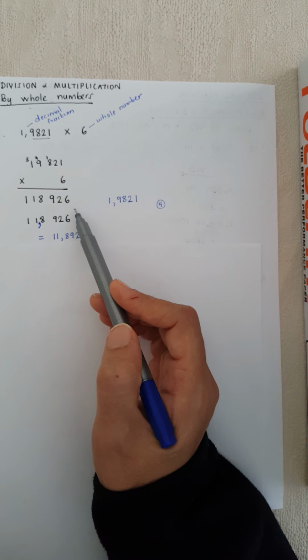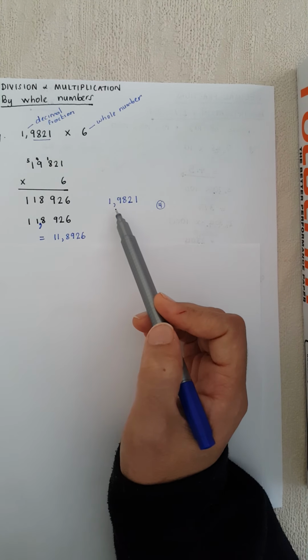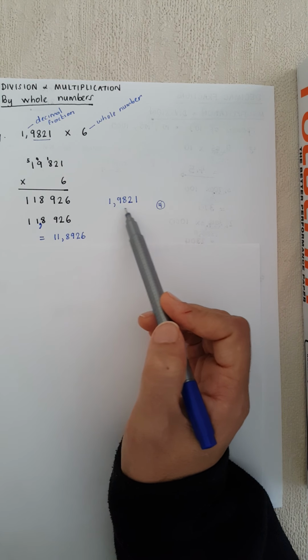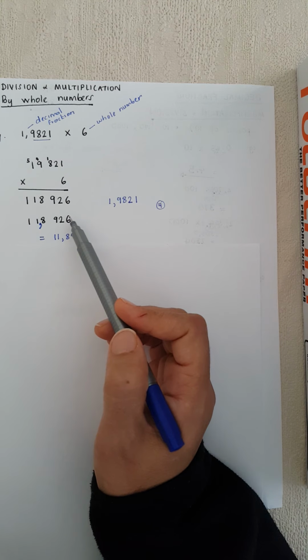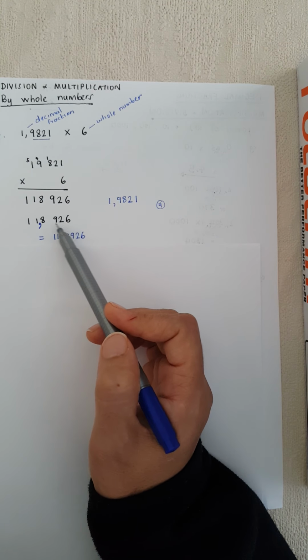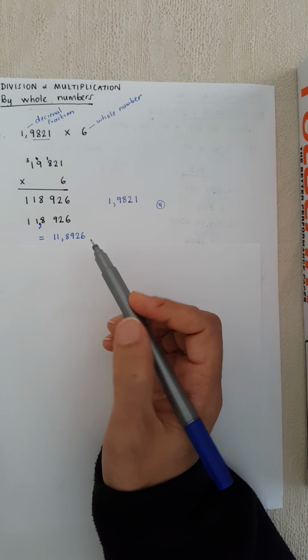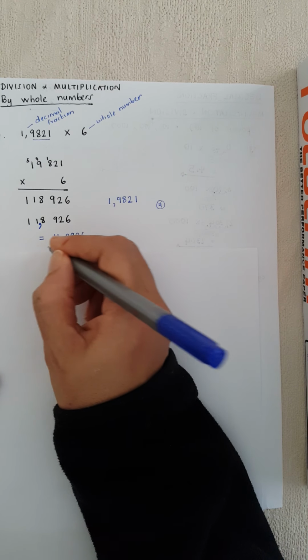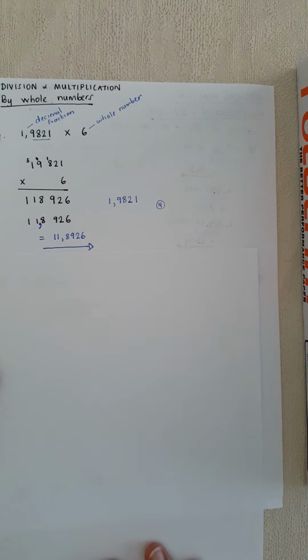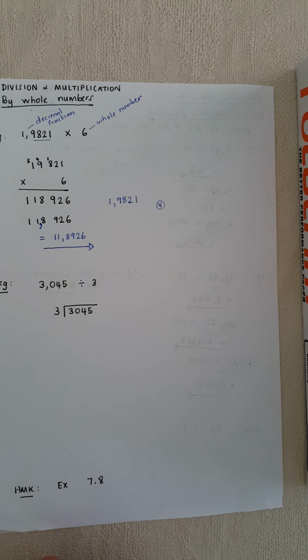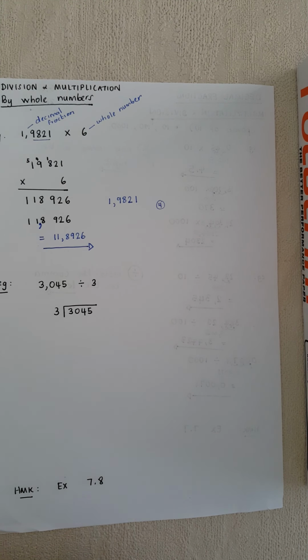Now that's not the end of my question. I have to add my decimal part in. So I look at the question part, counting 1, 2, 3, 4. So on my answer, I count 1, 2, 3, 4, and I put the comma in. So then my answer becomes 11,8926.